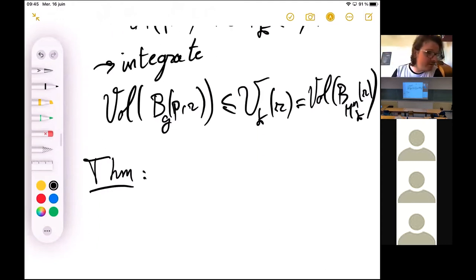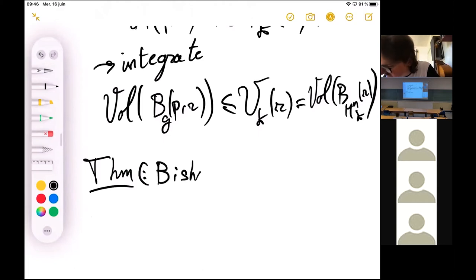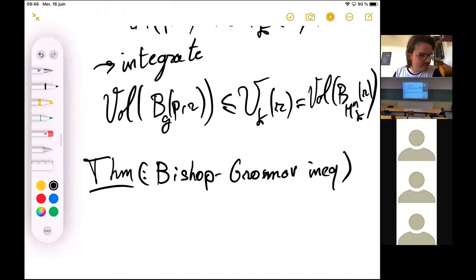Which is the Bishop-Gromov inequality. And once again, it will be stated as a monotonicity of some functions. Often in geometric analysis, monotone quantities are very important. Like for mean curvature flow, you have some kind of entropy which is monotone. Here, this will be the volume ratio.